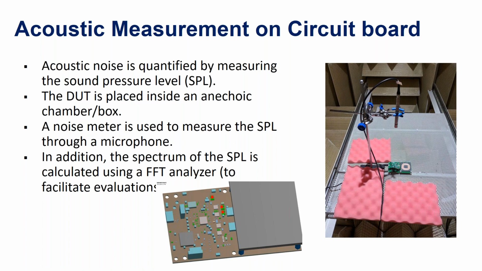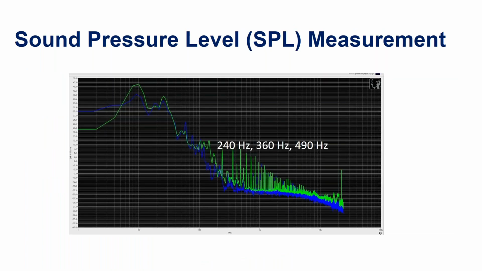So this is an example. You have this in an anechoic chamber. You can see you have padding around to absorb any unwanted reflections of the sound. You're measuring directly at a point above the printed circuit board. And then what you're looking at is the FFT of the sound pressure level. So you're looking at resonances there.